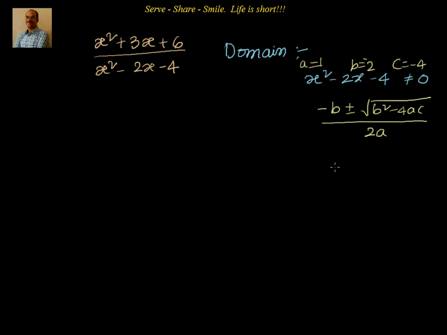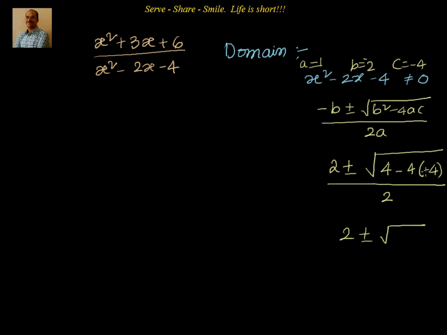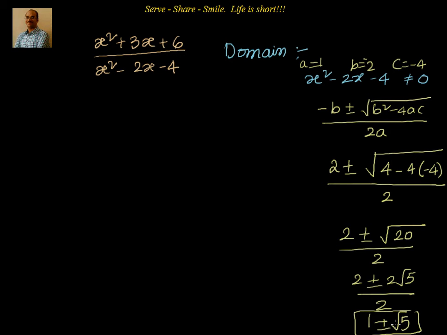Let's substitute. Minus of minus 2 is 2, plus or minus the square root of b² which is 4, minus 4 into a which is 1 into c which is −4, divided by 2a. That is equal to 2 plus or minus square root of 4 plus 16, which is 20, divided by 2. Or can I say 2 plus or minus 2 root 5 divided by 2? Or can I say 1 plus or minus root 5? So for the x values 1 plus or minus root 5, this denominator will become 0.